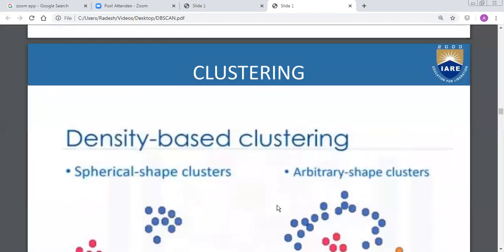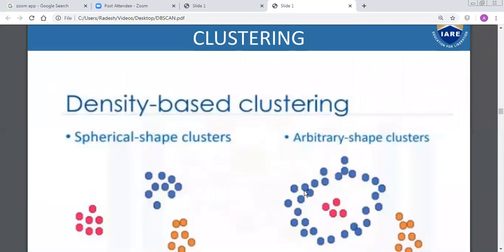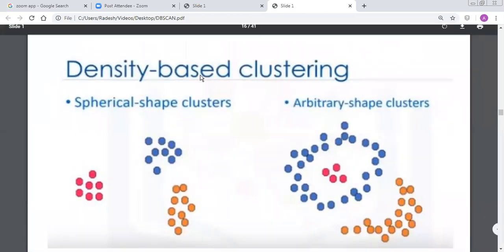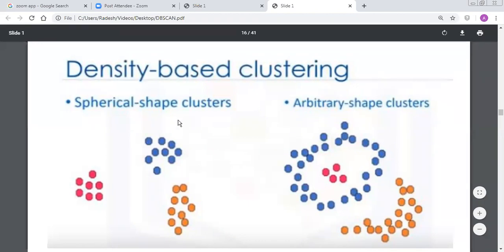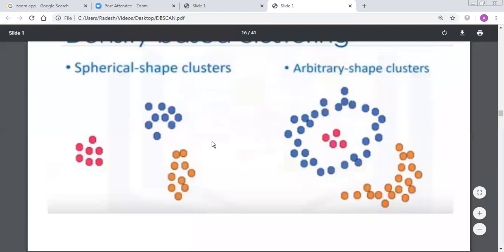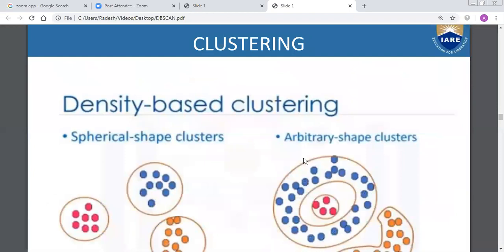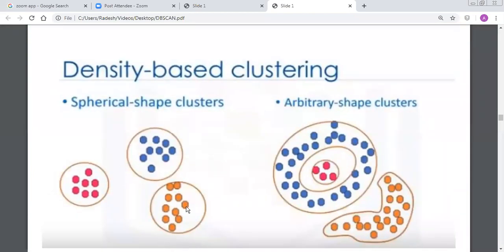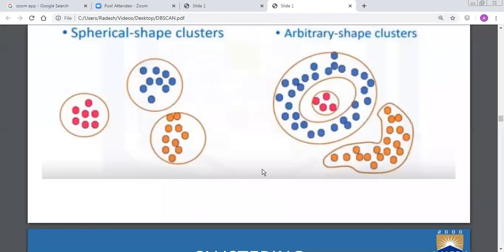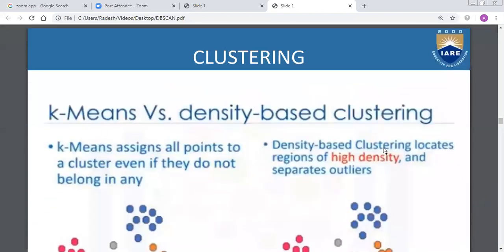So let us have the important discussion about a problem. These are the density based clustering, of the spherical shape and arbitrary shape, right? These are the data objects, and we have grouped them into clusters. On the left side we have the spherical shaped ones, on the right side we have the arbitrary shaped clusters. Once we have formed them into clusters, we have 3 different clusters on the left side, and 1, 2, 3 clusters on the right side.